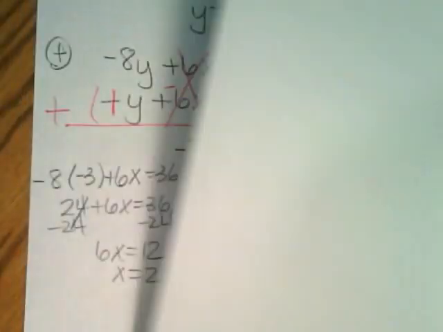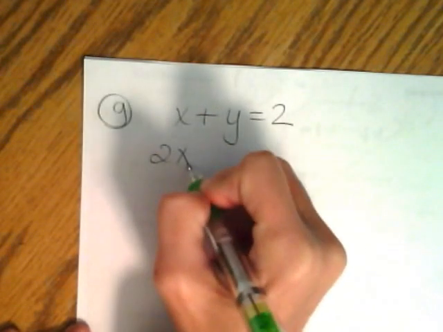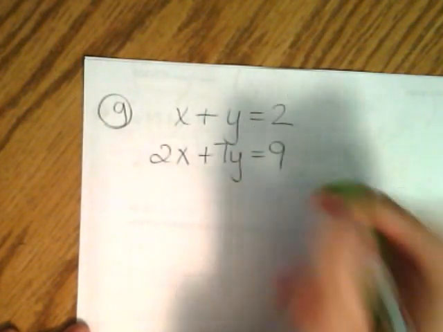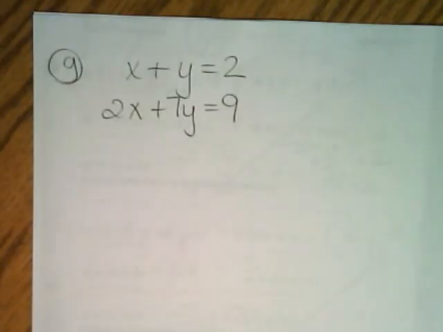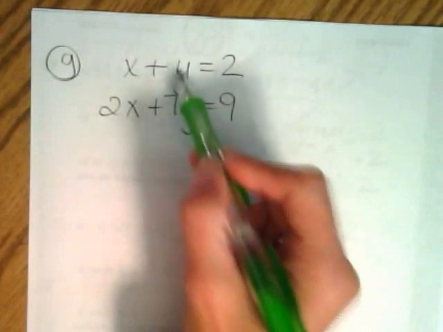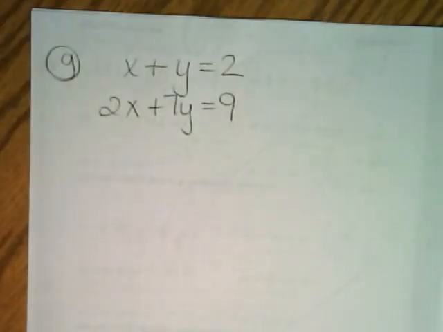Now, what if we had this type of problem? Okay, so now I'm giving you a problem. It's in standard form. Everything's lined up, but I don't have anything that has the same coefficient but opposite. I have a 2 and a 1 and a 7 and a 1. So I can't just add or subtract because I don't make a zero pair.